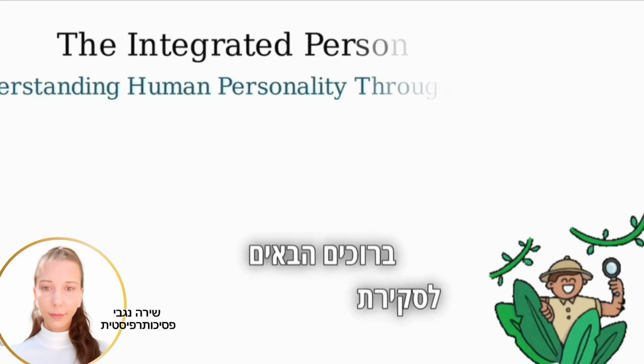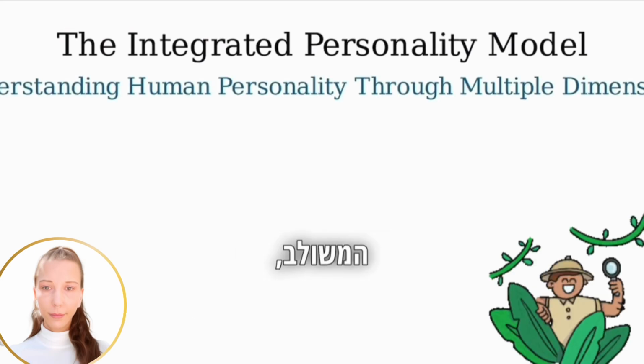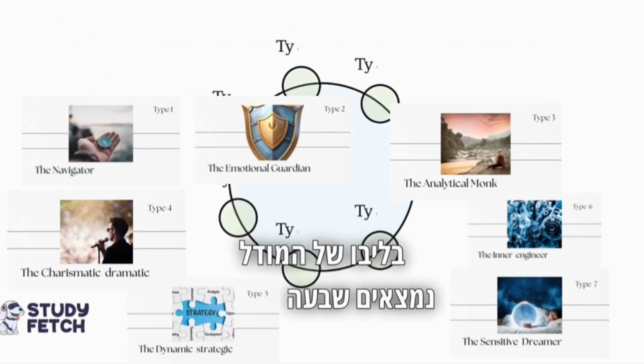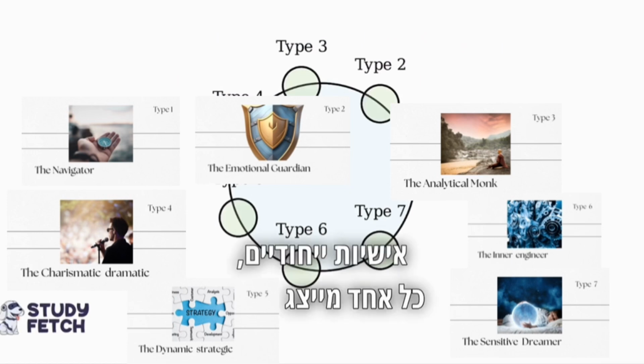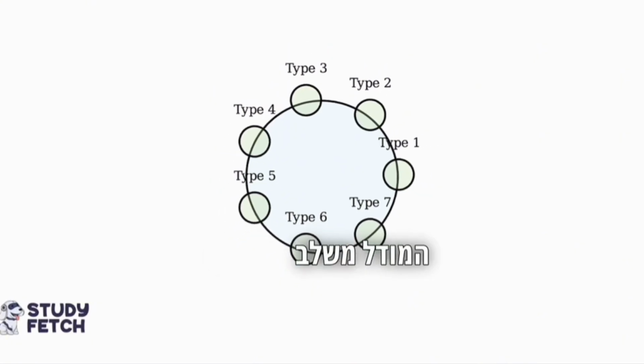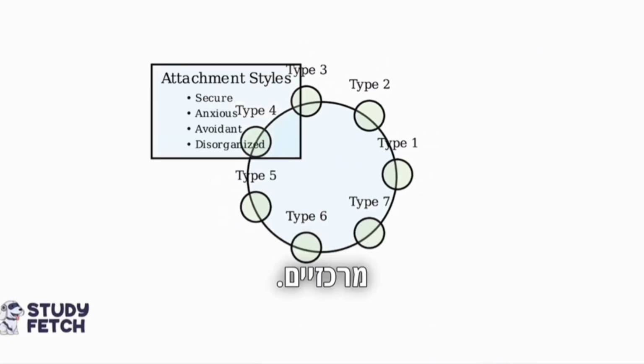Welcome to an exploration of the integrated personality model, a comprehensive framework for understanding human personality. At the heart of this model are 7 distinct personality types, each representing a unique combination of traits and characteristics. The model integrates 4 major psychological components.